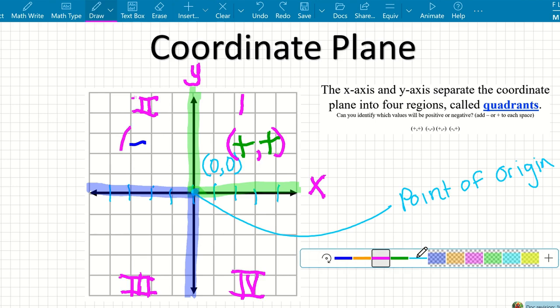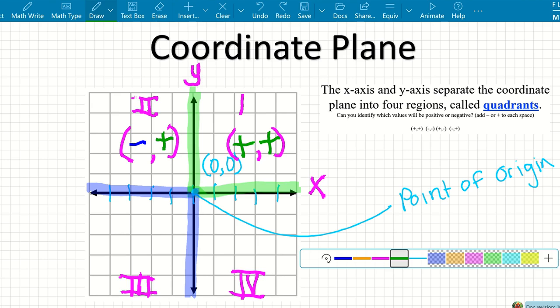In quadrant 2, we've already identified that the x value is going to be a negative number. What about the y value? The y value, just like quadrant 1, is located along this number line right here. Therefore, just like in quadrant 1, the y value is positive. So in section 2, or quadrant 2, the x value is negative and the y value is always going to be positive.